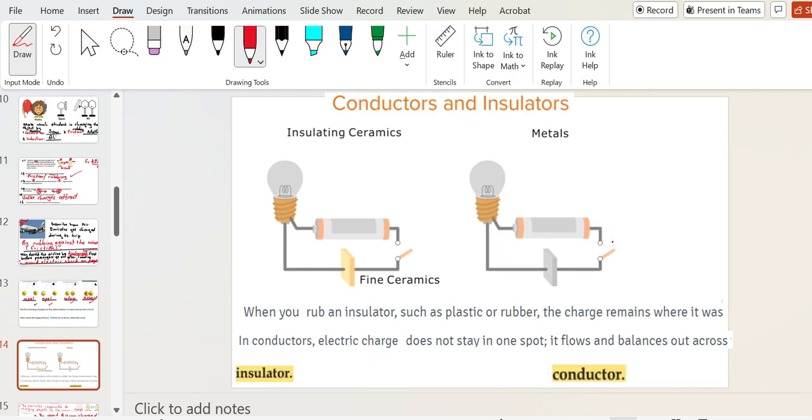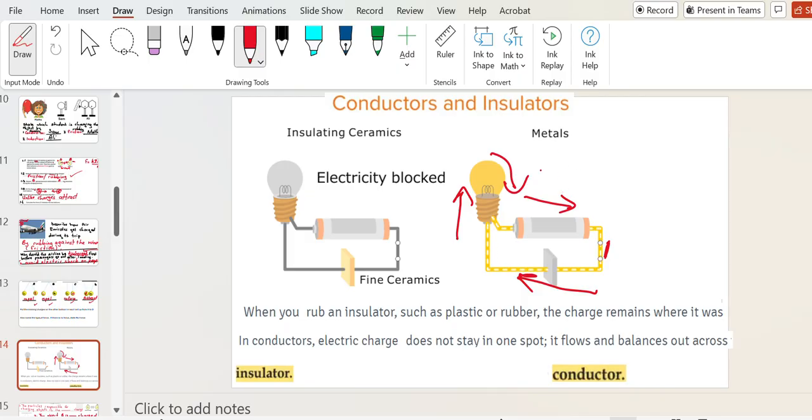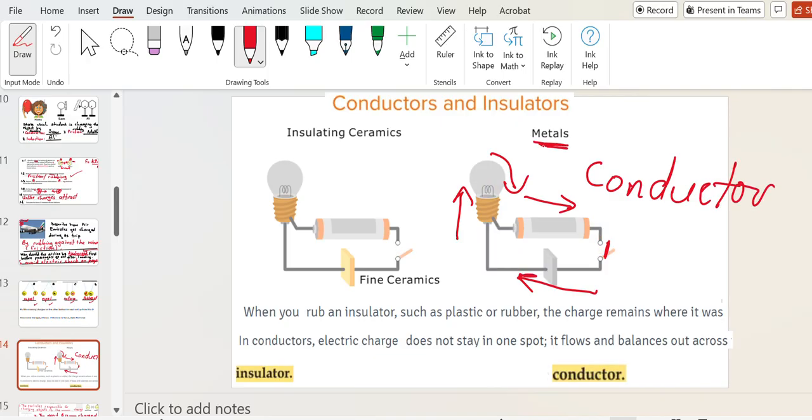If I connect here with a wire, the charge will be able to move and light the bulb. So materials where charge can flow are called conductors. Conductors like copper, all metals. Metals are conductors. Copper, iron, aluminium, they allow charges to move.